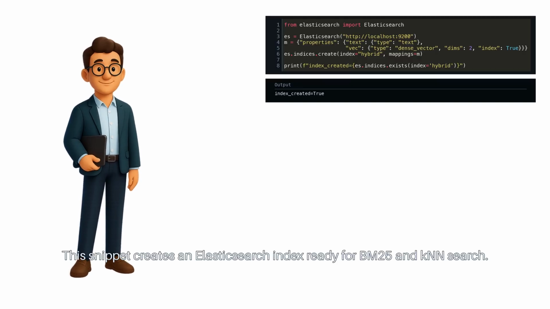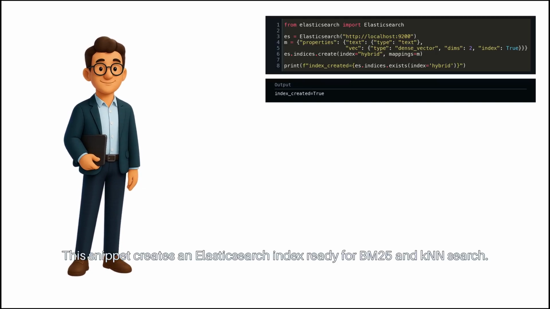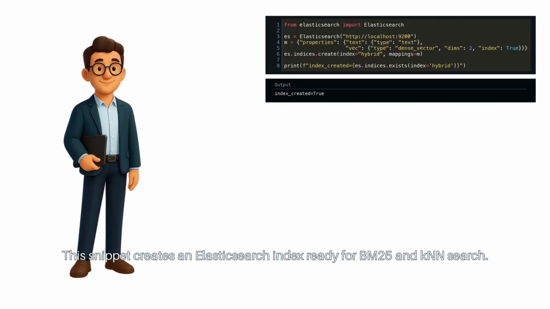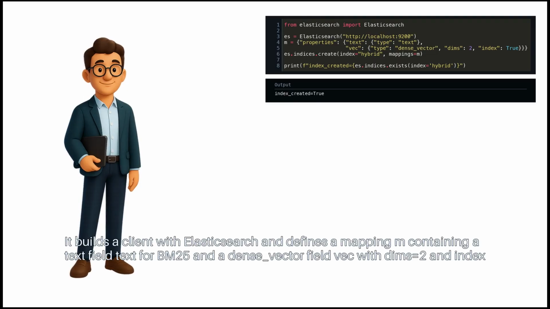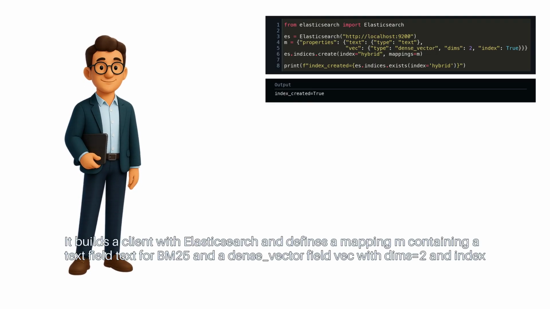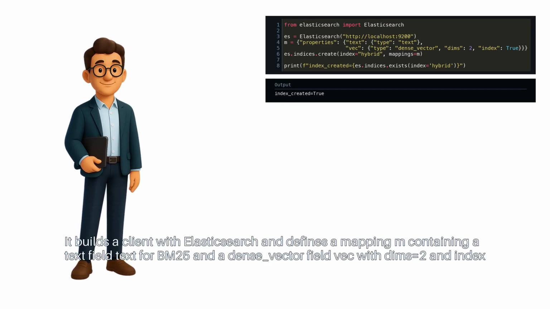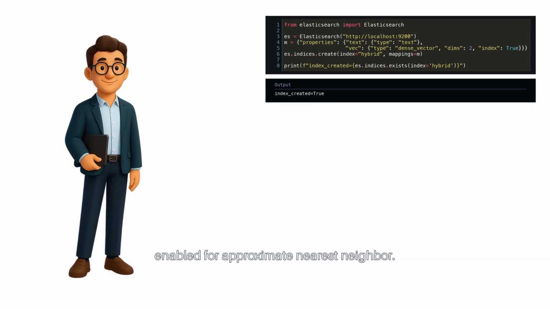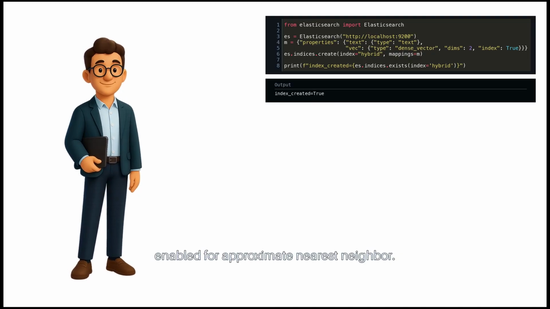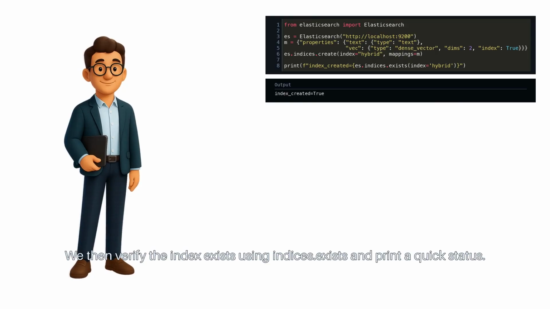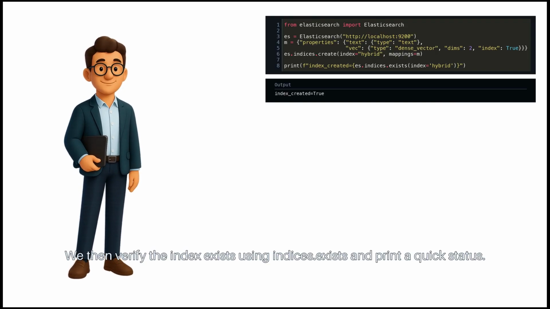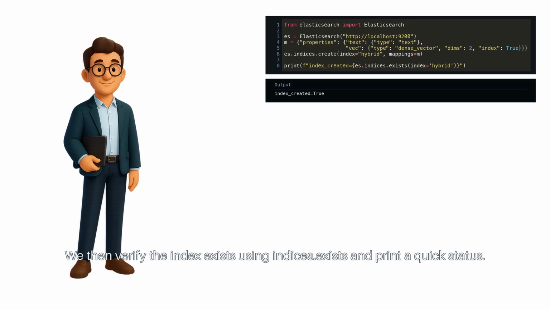This snippet creates an Elasticsearch index ready for BM25 and kNN search. It builds a client with Elasticsearch and defines a mapping M containing a text field, text, for BM25 and a dense vector field, vec, with dims equals 2 and index enabled for approximate nearest neighbor. The call indices.create provisions the hybrid index named hybrid. We then verify the index exists using indices.exists and print a quick status.